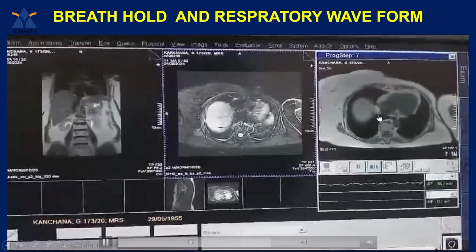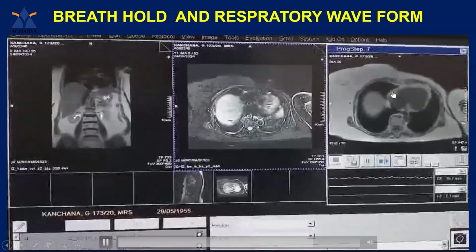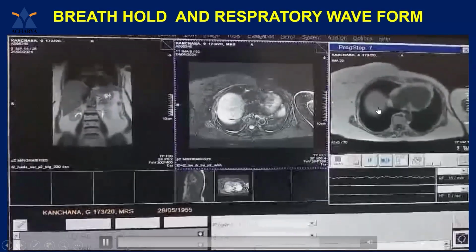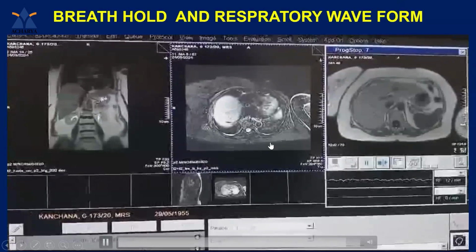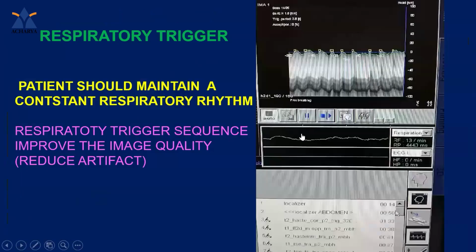After 15 seconds, we will get the images. Okay, you can see the image. This is the breath hold method. The other one is the respiratory triggered method. The respiratory trigger method is already explained.